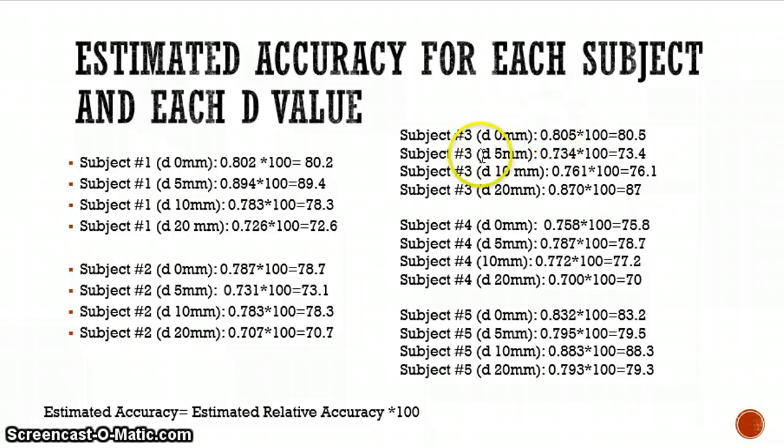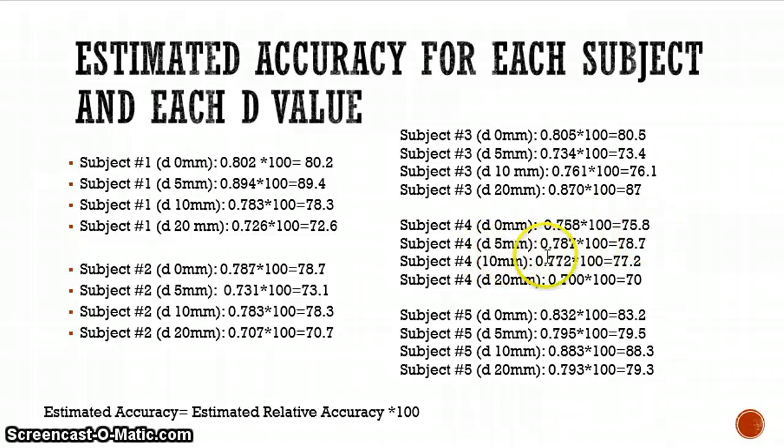For subject number 3, at D = 0 millimeters my estimated accuracy is 80.5. At 5 millimeters it is 73.4. At 10 millimeters it is 76.1. And at 20 millimeters it is 87. For subject number 4, at D = 0 millimeters my estimated accuracy is 75.8.